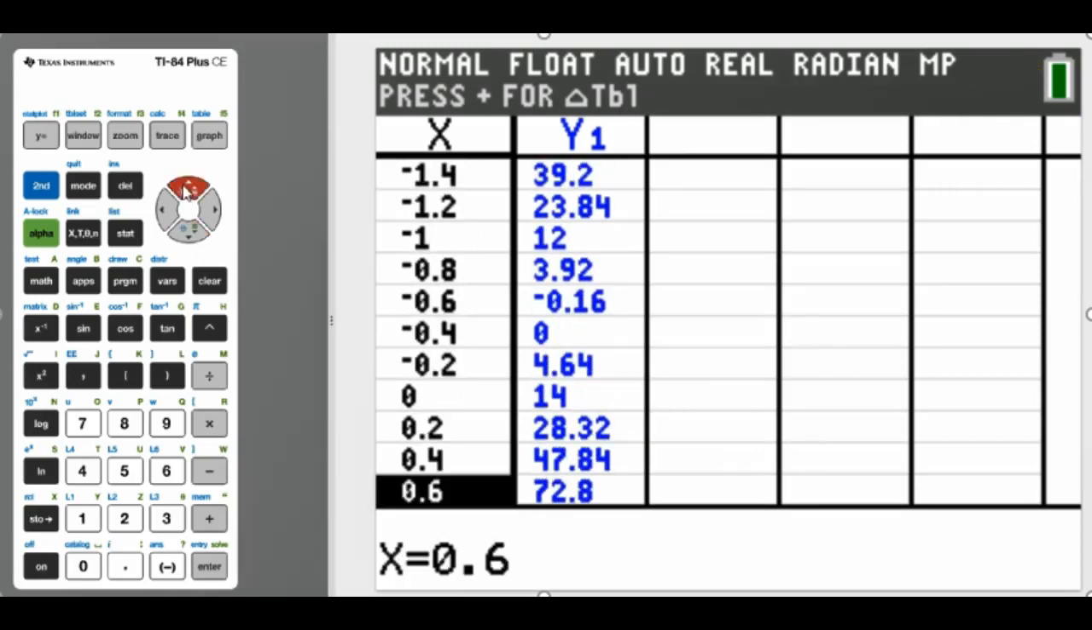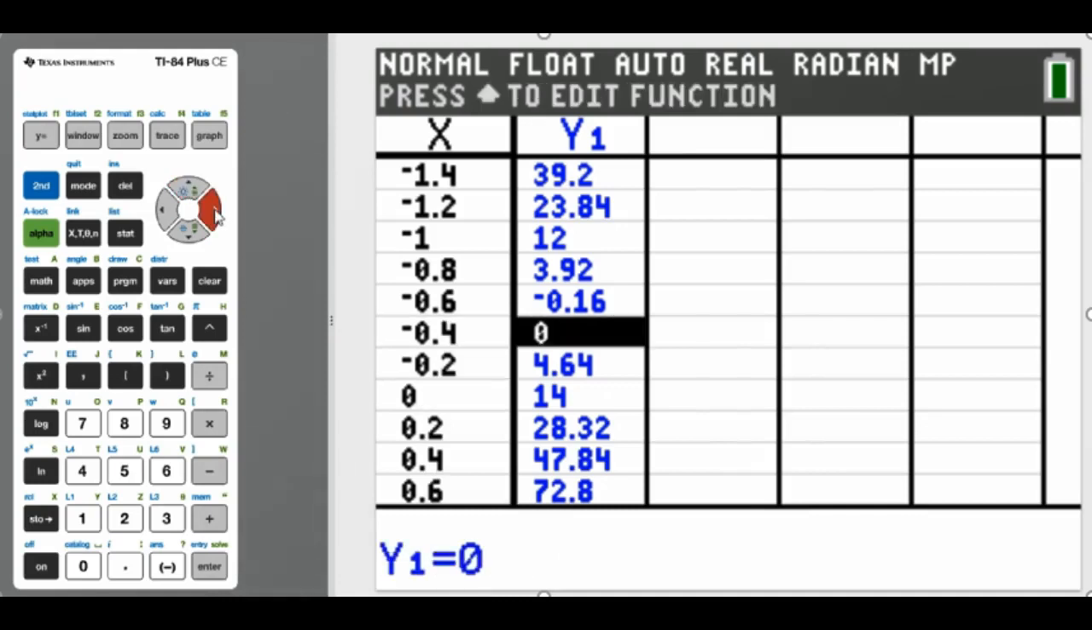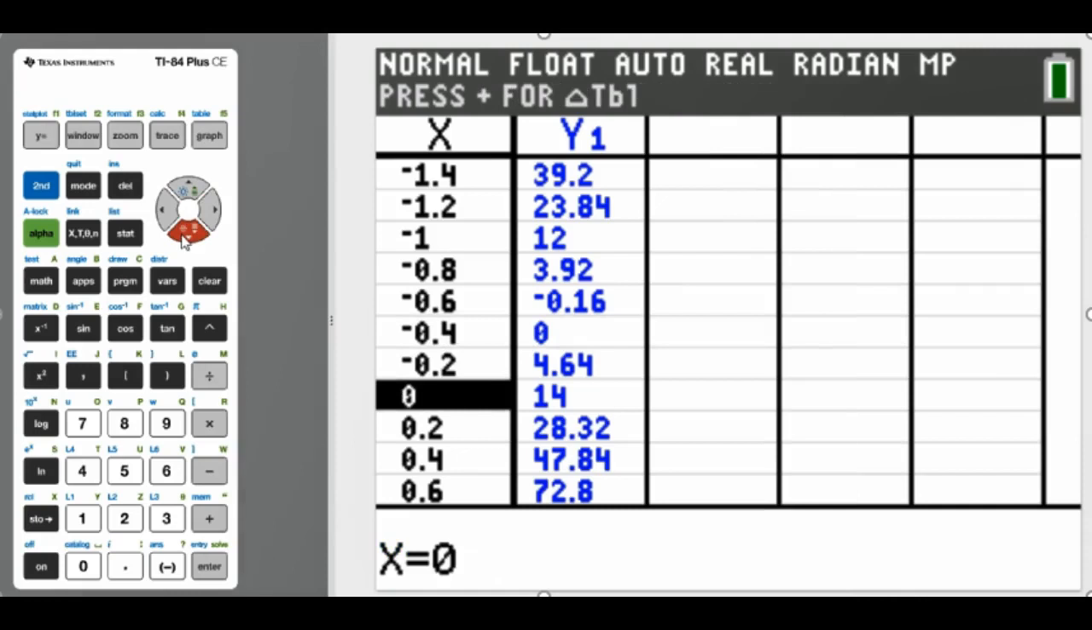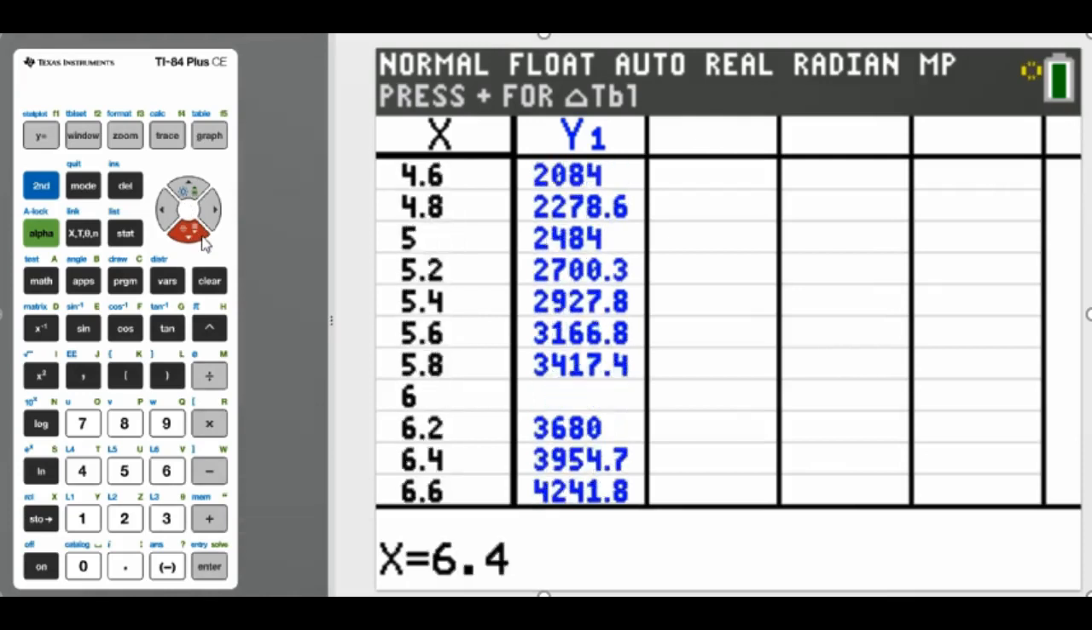And I see one right here at negative 0.4. There's a 0 in the y column. This 0 right here does not count because it's in the x column. You're always going to have one of those, but it does not count as a rational root. So I have one so far, but I need to keep looking until I get to positive 14.